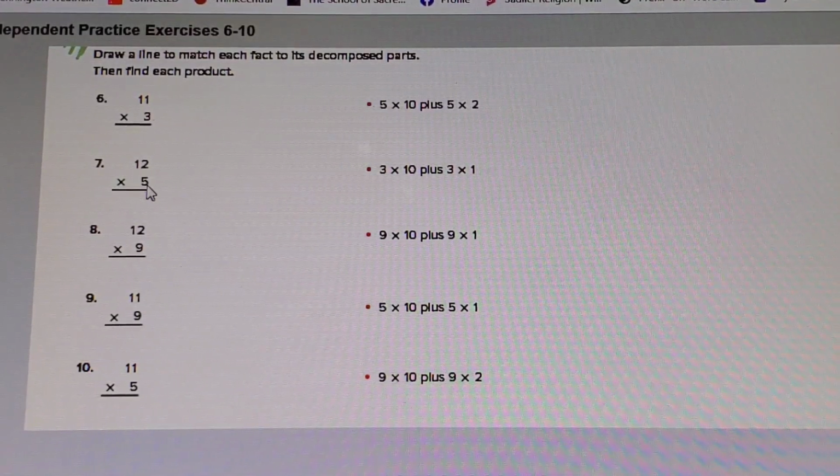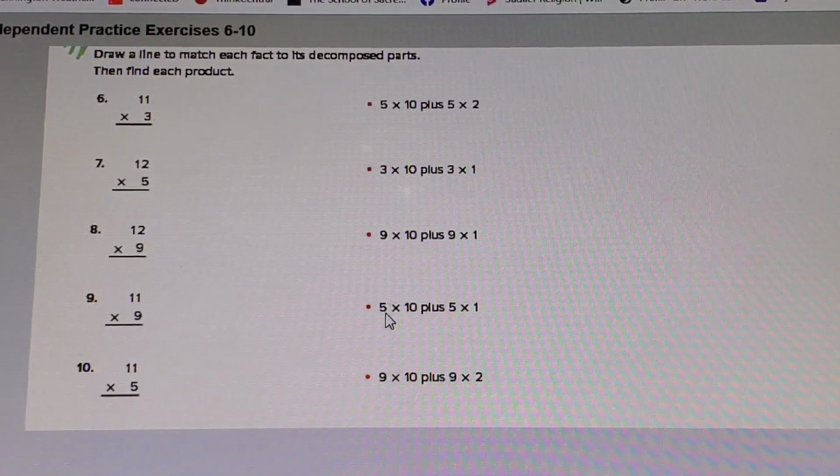12 times 5. Well, this one has a 5. This one has a 9. 5, 9.